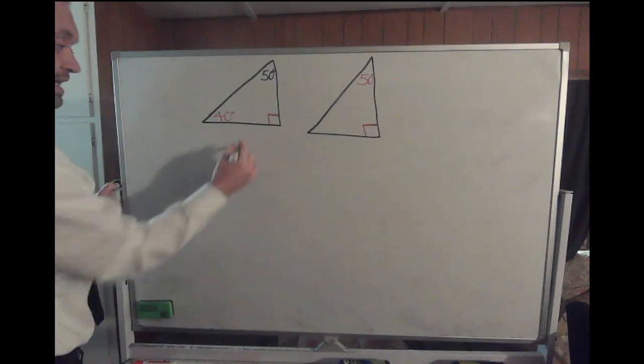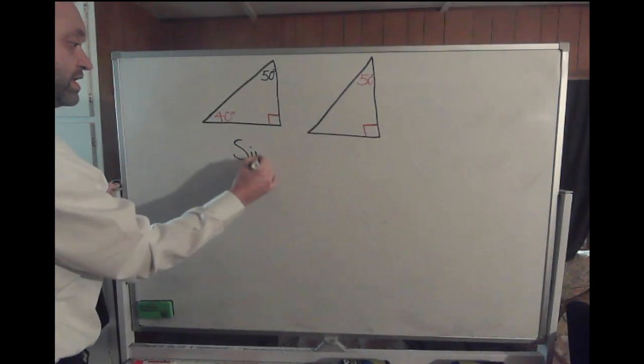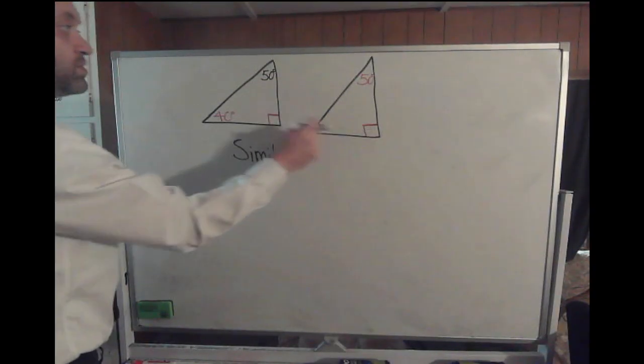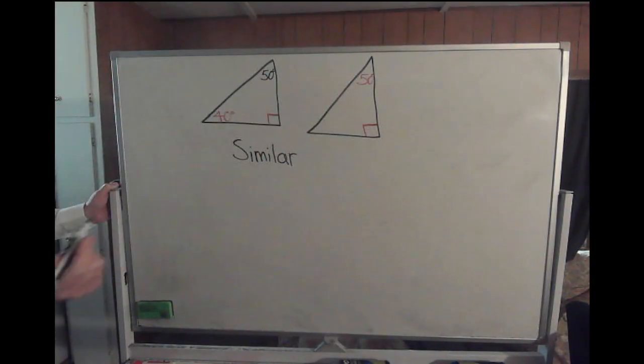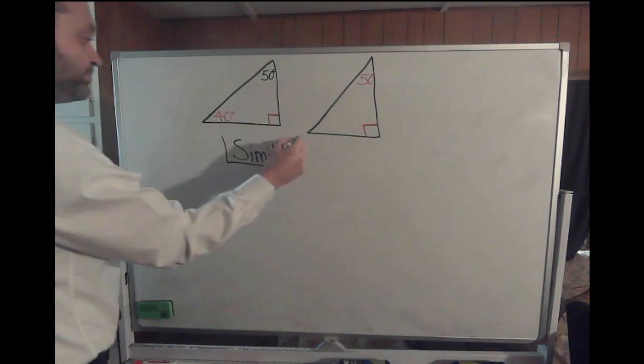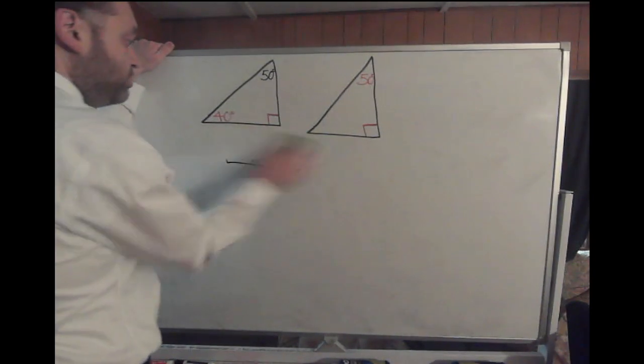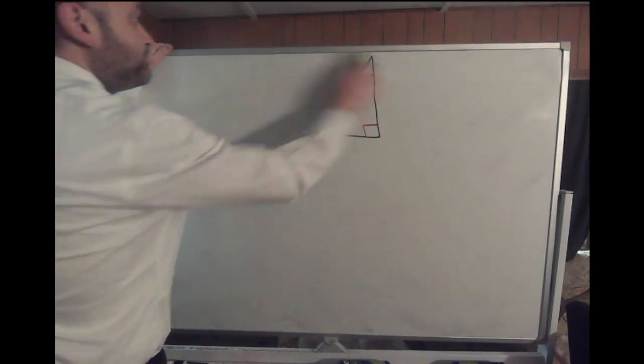So, yes, these are similar. These 2 triangles would be similar because both the right angles and then you have 2 50-degree angles between the triangles. So, yes, these 2 triangles are indeed similar by the angle-angle postulate. Alright, what's next?